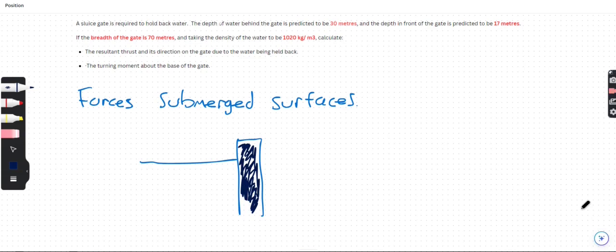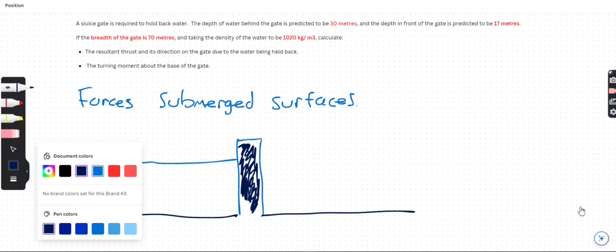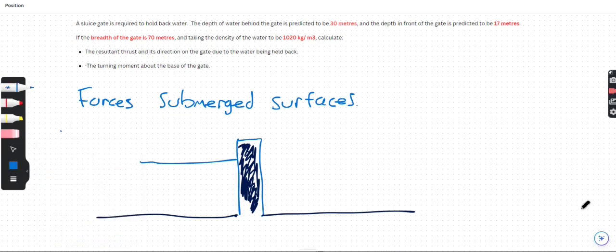So the sluice gate, and let's say that's the bottom there. The depth of water behind the gate is predicted to be 30 meters. So the depth of the water here, which I'm calling behind the gate, is 30. And the depth in front is 17. So we've got water here as well, and the depth of this water is 17 meters.